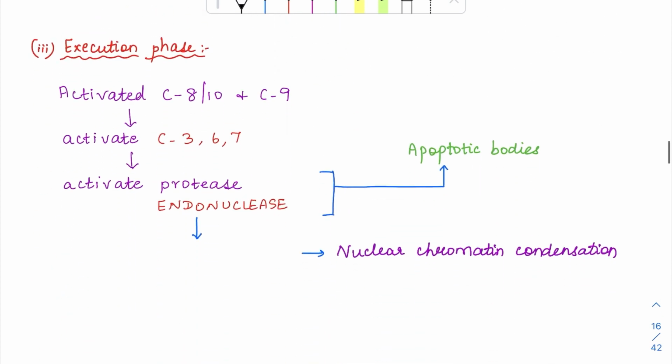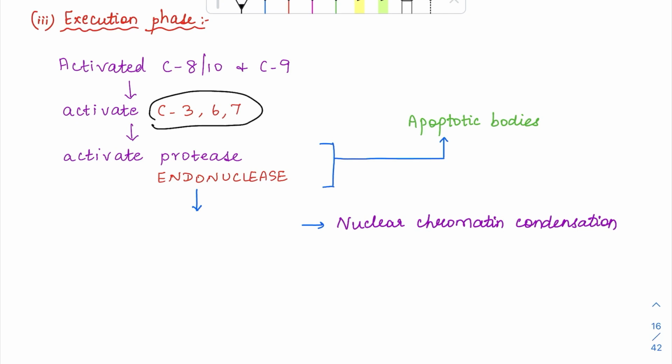Now the initiation phase is complete. In the extrinsic pathway, we had caspase 8 which was activated in humans, and then we have caspase 9 which was activated in the intrinsic pathway. These activated caspases 8 and 9 are going to activate the execution caspases, which are caspase 3, 6 and 7. When caspases 3, 6 and 7 are activated, they are going to activate certain enzymes like protease, endonuclease and phospholipases.